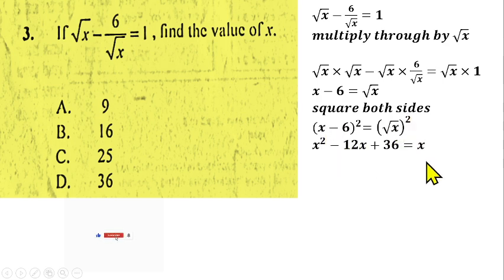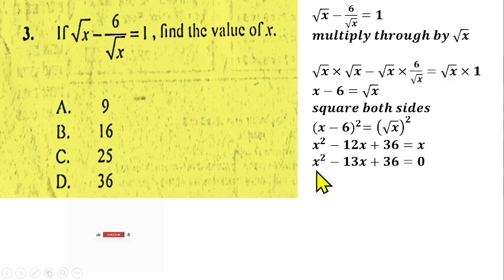Then (√x) squared will give us x. Then collect like terms again: bring this x to this side, and you'll have x squared minus 13x plus 36 equal to 0. Because if this x comes over and becomes minus x, minus 12x minus x gives us minus 13x. We can now solve this quadratic equation to find the value of our x.